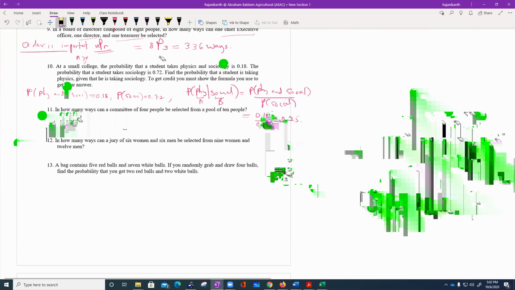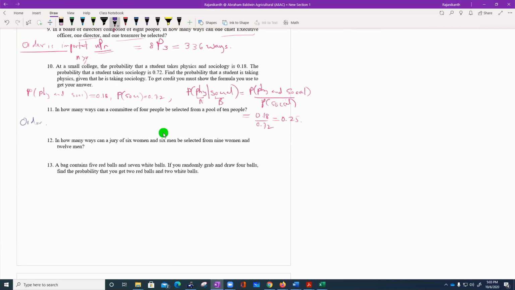Number 11: in how many different ways can a committee of 4 people be selected from a pool of 10 people? Remember, order is not important here. You could choose any 4 in any order. They did not mention anything about the order. Therefore, order is not important in this problem.